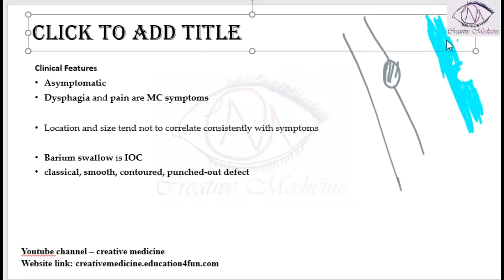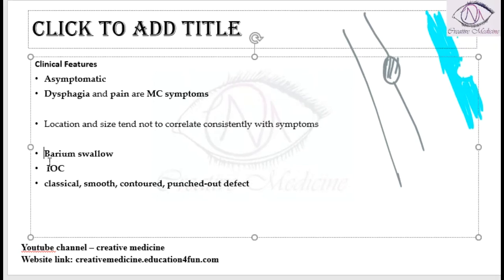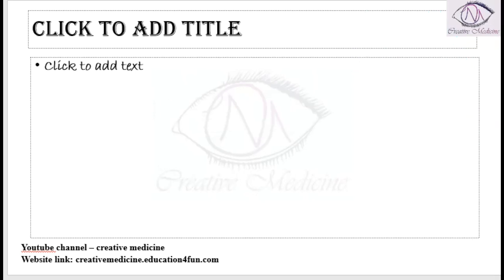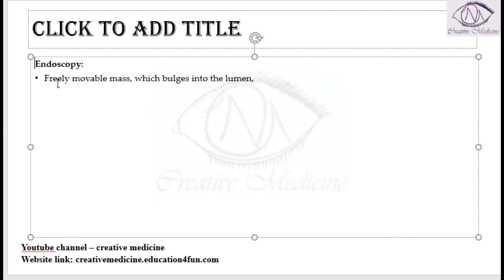A punched out defect is seen because the barium will only fill this area, not the tumor area. So as a result, it looks like a punched out lesion defect on a barium swallow, and thus this is the investigation of choice. Then endoscopy can be done. On endoscopy, you will see that it is a freely movable mass which bulges into the lumen.